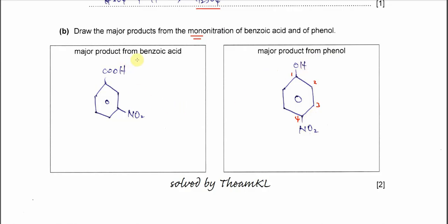For benzoic acid, I already told you, it is 3,5 directing. This COOH is 3,5 directing, meaning when there is a nitronium ion, it will go to 3 and 5. Of course 3 and 5 are actually similar. So let's say now it is 1, 3. So this is the major product. Therefore you just need to draw these two structures.